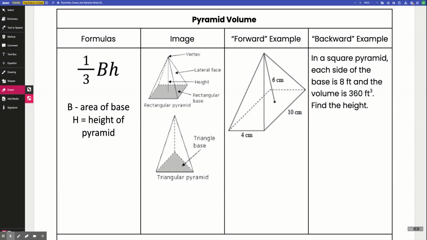Hello everybody. In this video, I'm going to walk you through some examples and talk you through the formulas for the volume of pyramids and cones, all right? So we're going to go ahead and jump right into it here, okay?